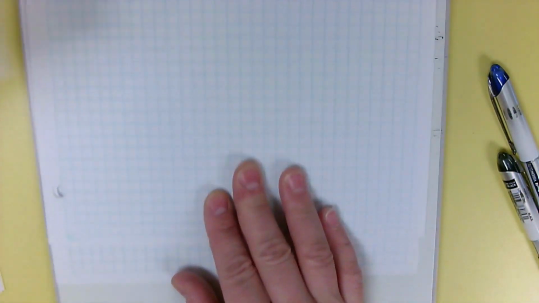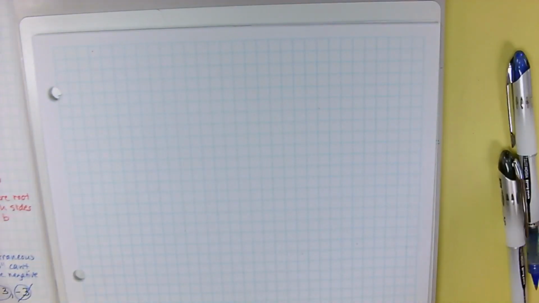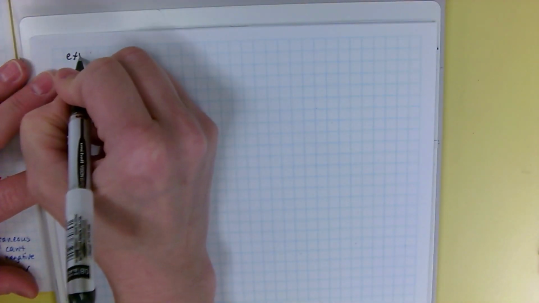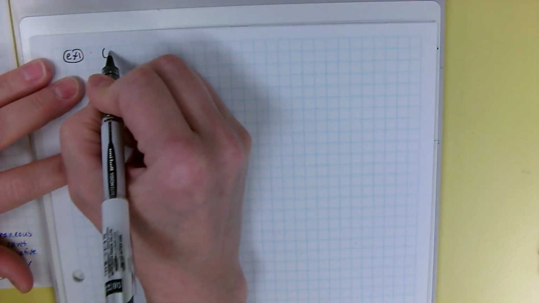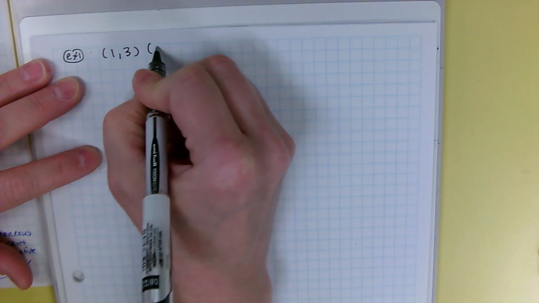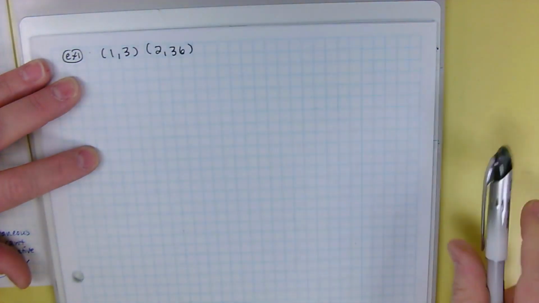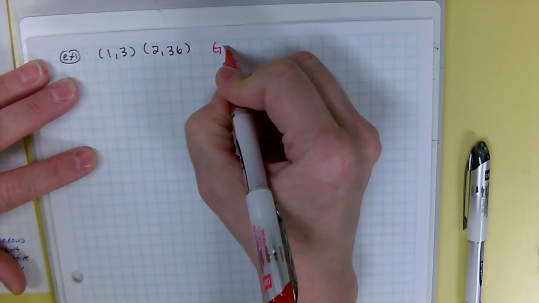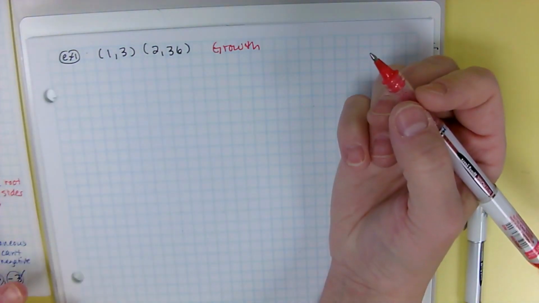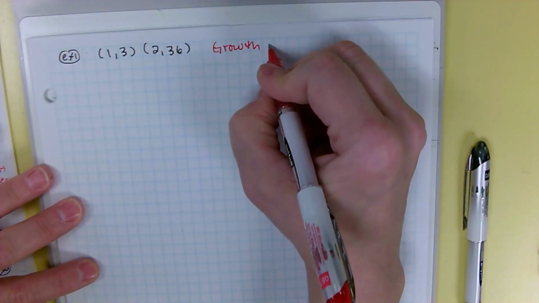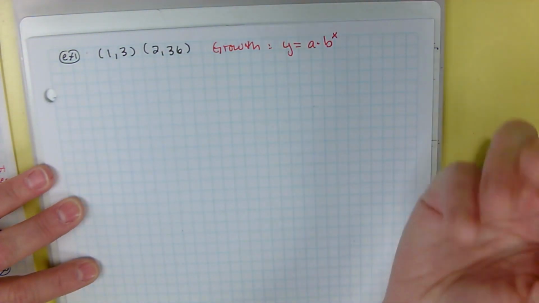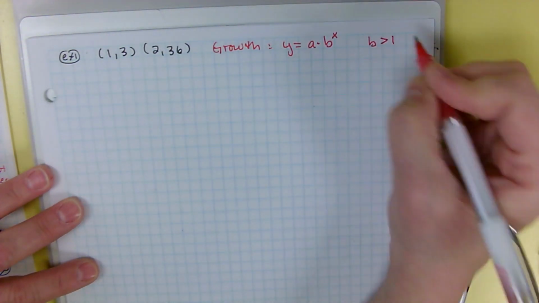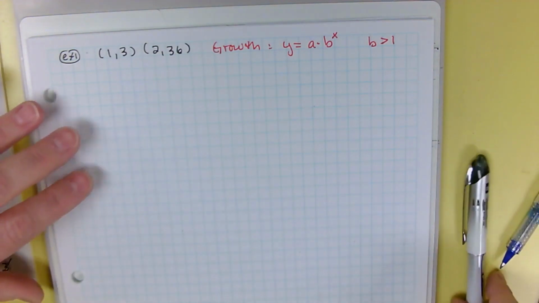All right, so let's do an example. They've given you 2 points, (1, 3) and (2, 36). And they've told you it's growth, which means it's going to be y equals a times b to the x. And because it's growth, b should end up greater than 1.